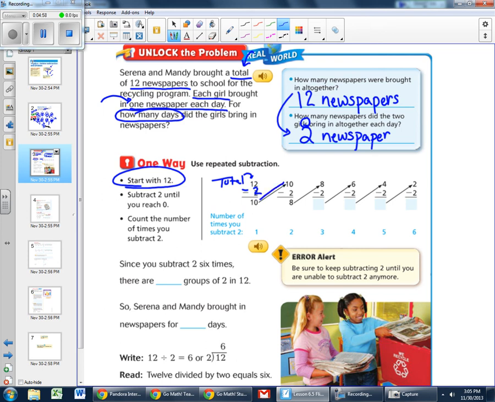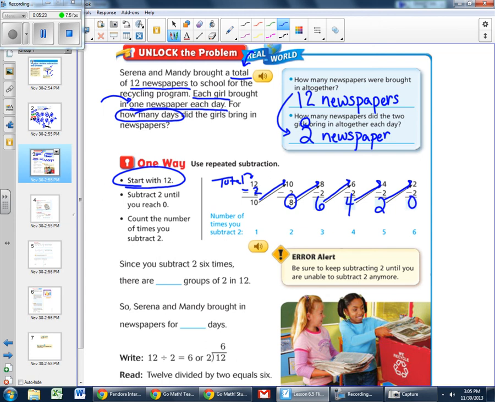Then repeat that by doing 10 minus 2 equaling 8. Repeat your subtraction problem. 8 minus 2 equals 6. Repeat your subtraction problem. 6 minus 2 equals 4. Repeat your subtraction problem. 4 minus 2 is 2. Repeat your subtraction problem. 2 minus 2 equals 0.